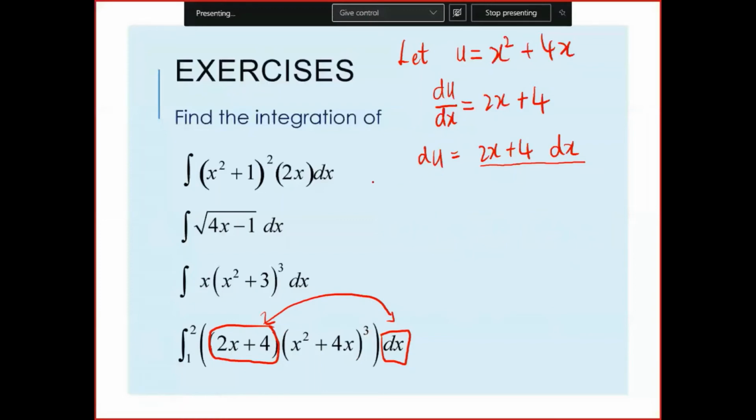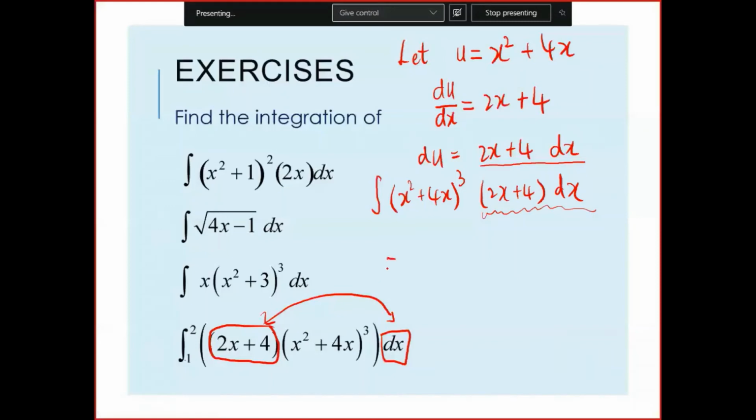Okay, so now you see I don't put the 2 and 1. This 2 and 1, I will put it later. So I will just put like this: x squared plus 4x to the power of 3. And I put the 2x plus 4 behind with the dx. Okay, now this becomes the du. And this one inside here, the mother, becomes the u.